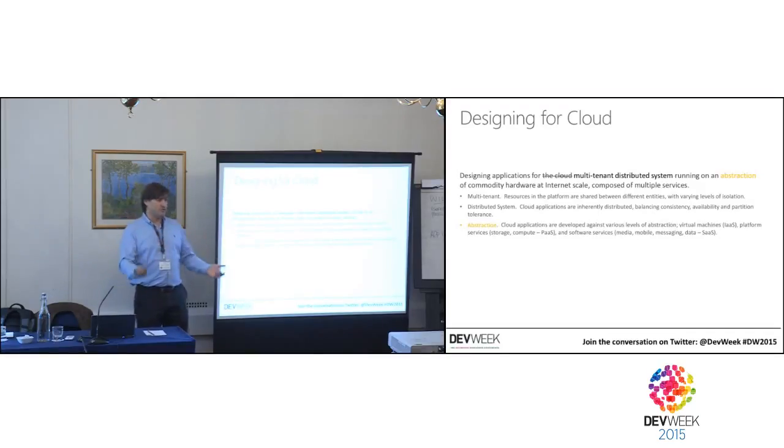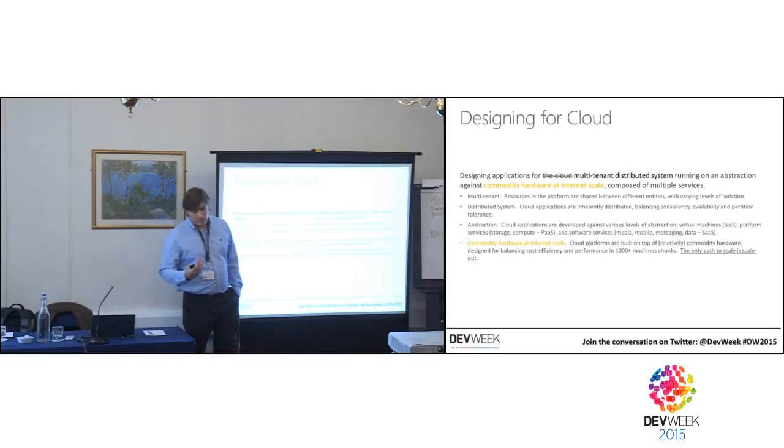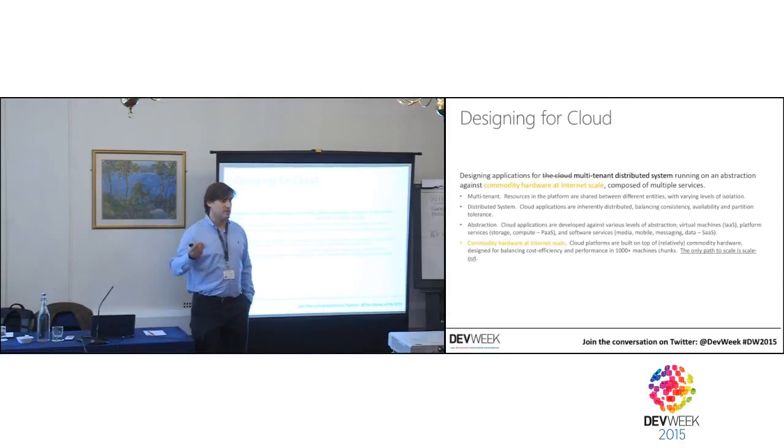So how do you eat an elephant? Small chunks. That's the concept of microservices. So commodity hardware at internet scale. So we are going to have commodity hardware. One of the things is we tend to think, oh, doesn't matter, I can do this, I'll just get a bigger machine. Bigger machines cost money.